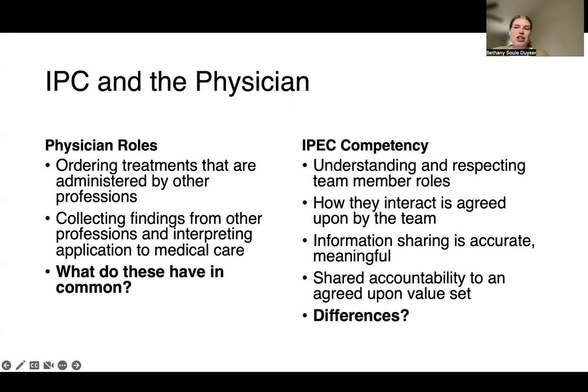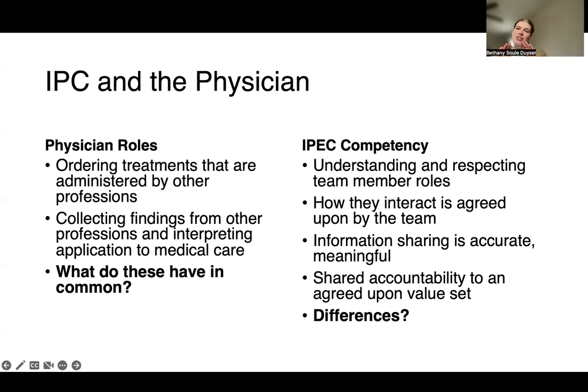That's in a little bit of contrast to this right-hand column where we talk about a physician who's a member of the interprofessional team demonstrating interprofessional competencies. So that would include understanding and learning more about the different team member roles, performing teamwork in such a way that the interactions are agreed upon, there's shared governance to the performance of the team activities, making sure that you're engaging in information sharing that's accurate and meaningful, and also sharing accountability to an agreed upon value set.